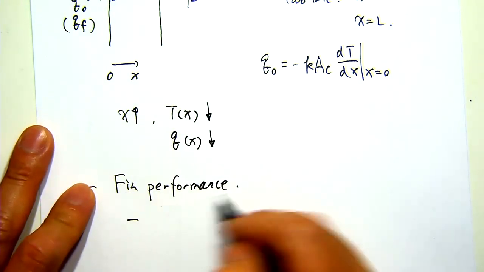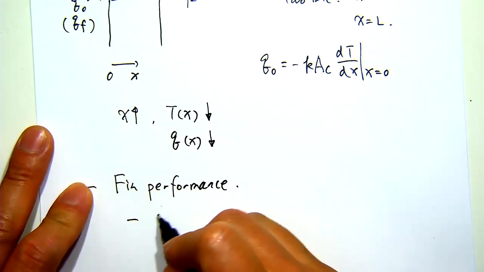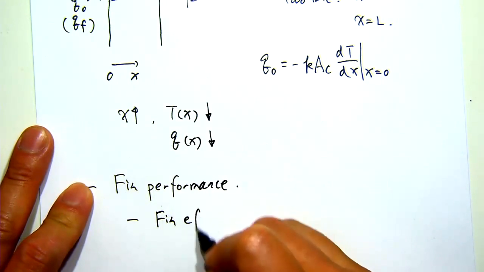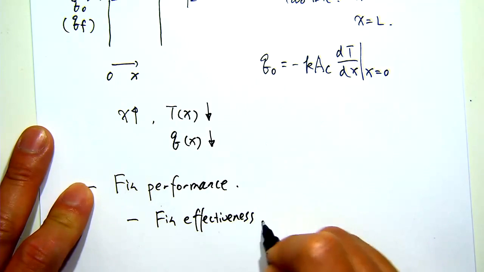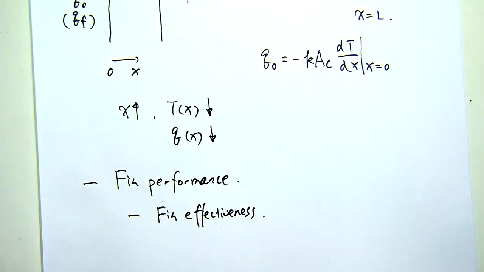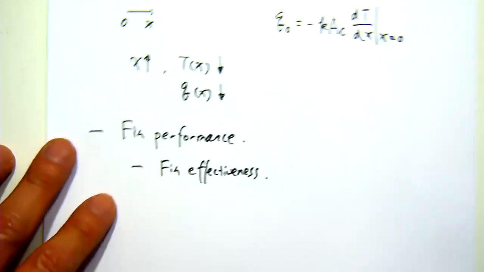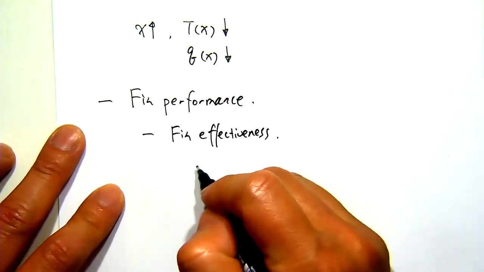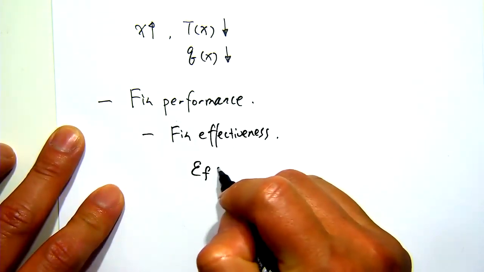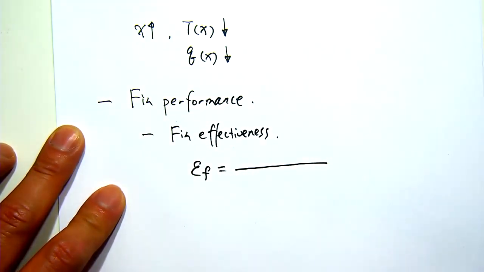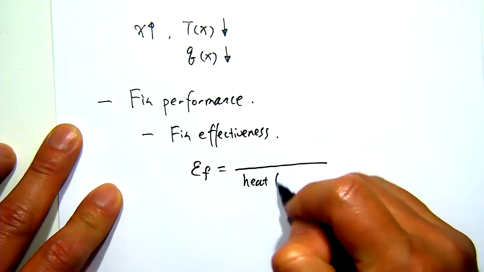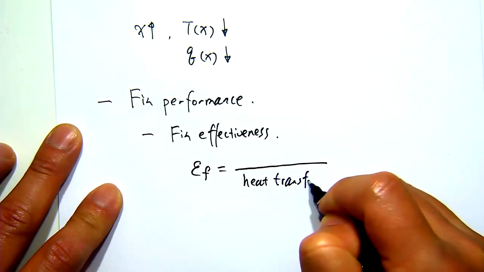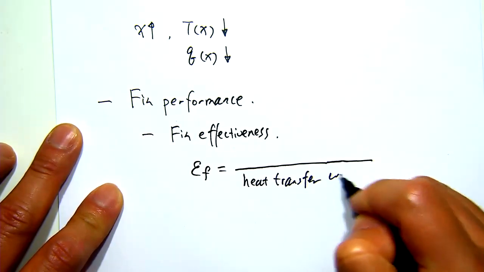All right, so that's related to one property called the fin effectiveness. The fin effectiveness is defined by epsilon, and it's a ratio of two heat transfer rates. One is the heat transfer without fin.